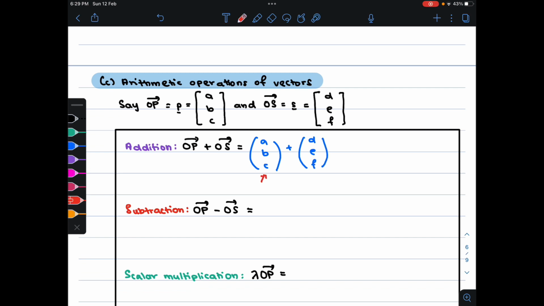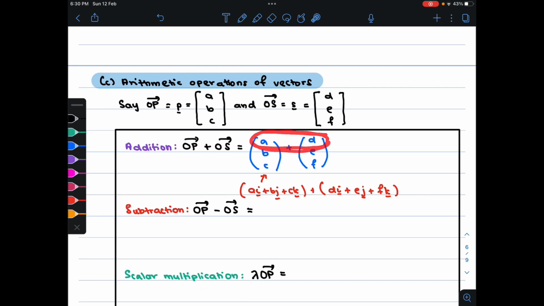So note that this is actually ai plus bj plus ck. That's for vector P. And then if we add it with the vector S, which is di plus ej plus fk, we can actually simplify the whole thing by combining the same unit vector, which is i with i, j with j, and k with k. So just follow along the row.